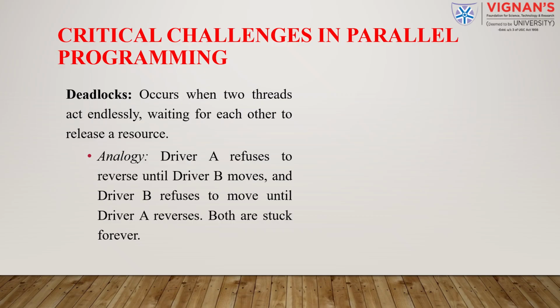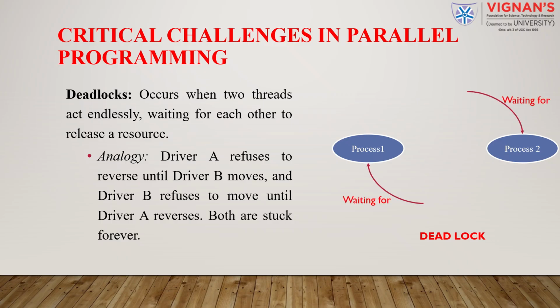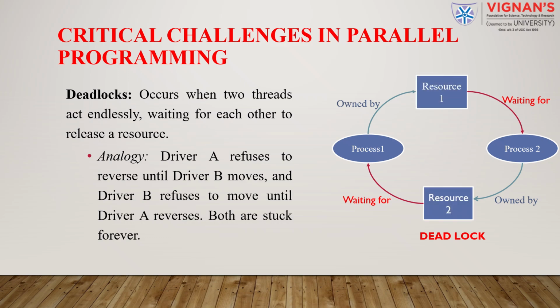This diagram illustrates a circular wait. Look at the two main circles representing processes or threads. We see one arrow labeled waiting for and another labeled owned by. The process on the left owns a resource that the process on the right is waiting for. However, the process on the right also owns a resource that the process on the left is waiting for. It creates a closed loop. Neither can proceed because they are both waiting for the key that the other one holds. This loop is the definition of a deadlock.